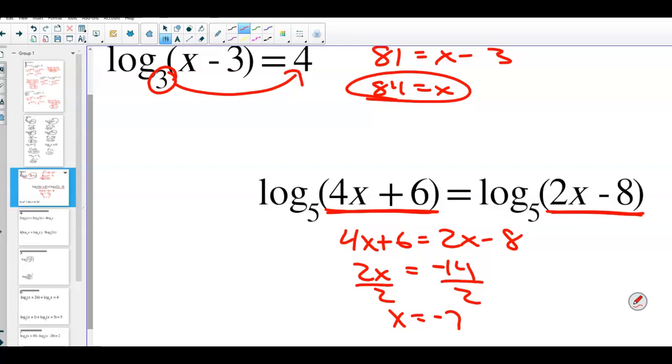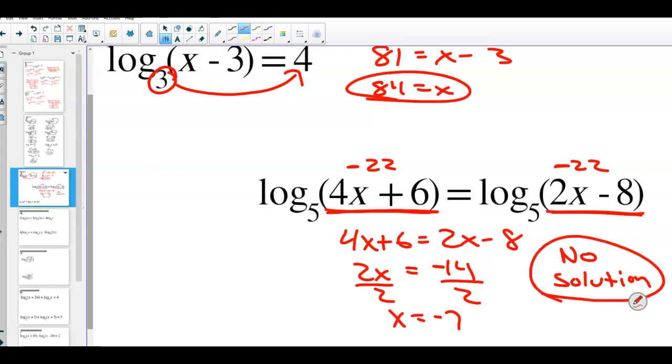Okay? Now, the fact that I got x equals negative 7, if I plug that back in, we get negative 22 and negative 22. So therefore, this is a no solution. Remember, you cannot have a negative with your log. So it is important, once you find your answer, to plug your number back in to determine whether you have a negative or not. Okay? That's not an optional thing.